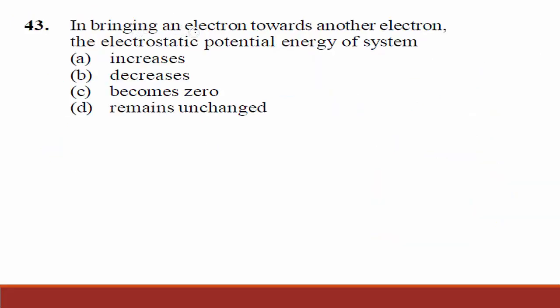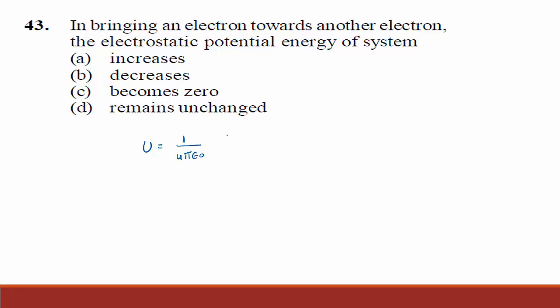In bringing an electron towards another electron, the electrostatic potential energy of the system. Options are given here: increases, decreases, becomes 0, or remains unchanged. We have the equation electrostatic potential energy is given by the equation U equal to 1 by 4 pi epsilon naught Q1 Q2 divided by R.